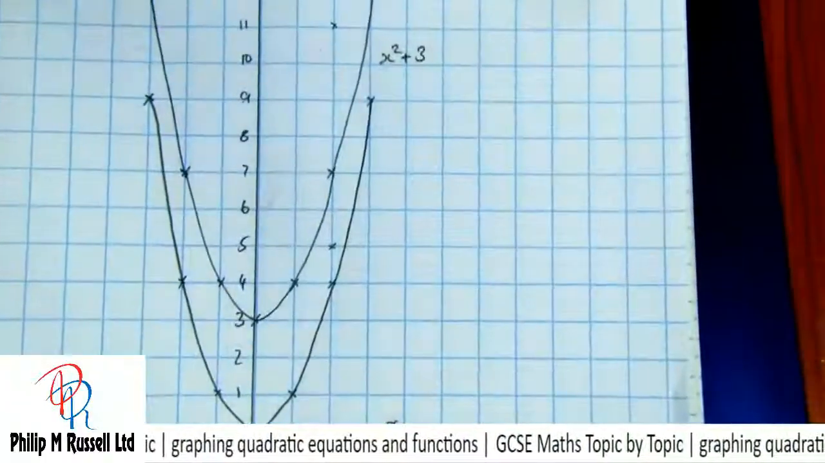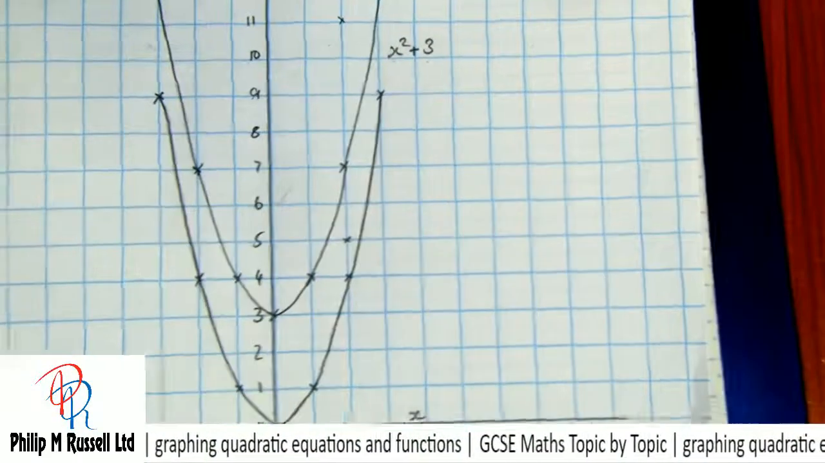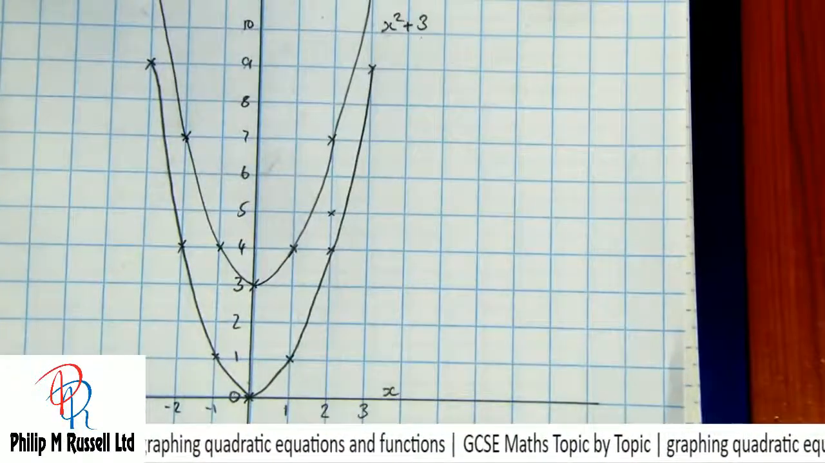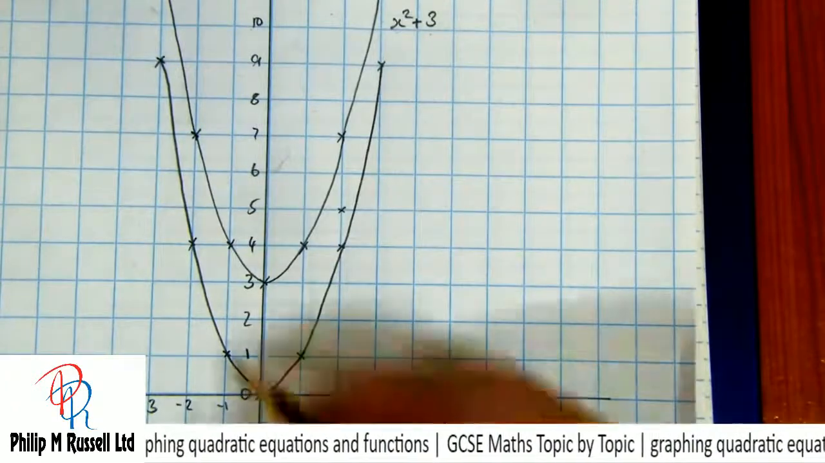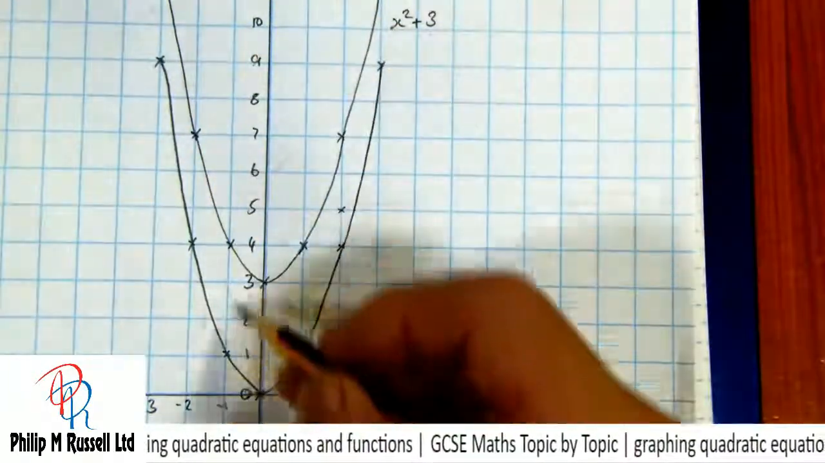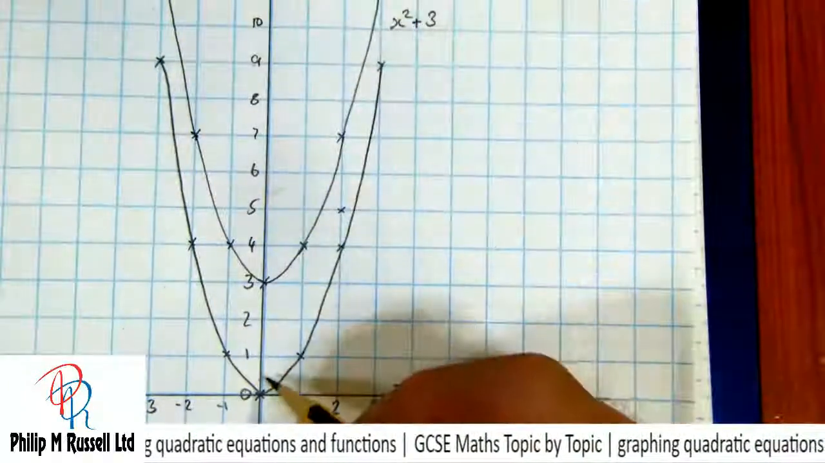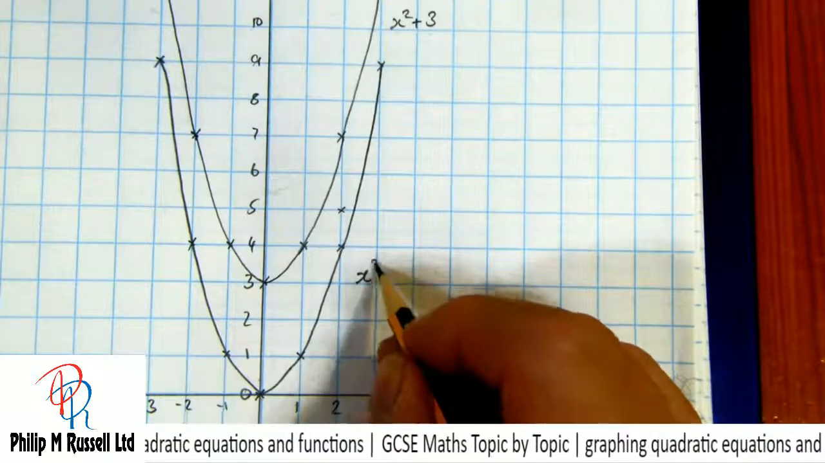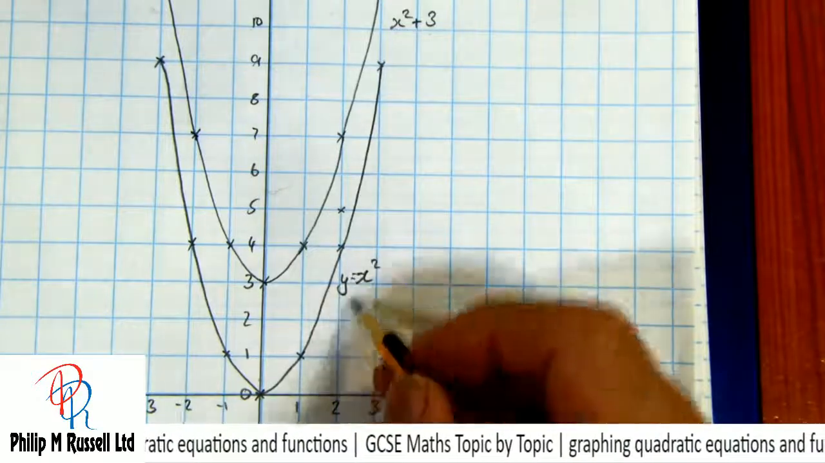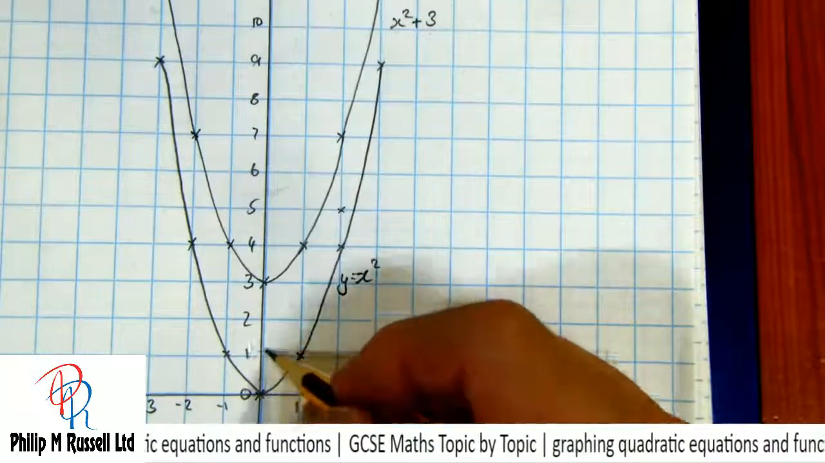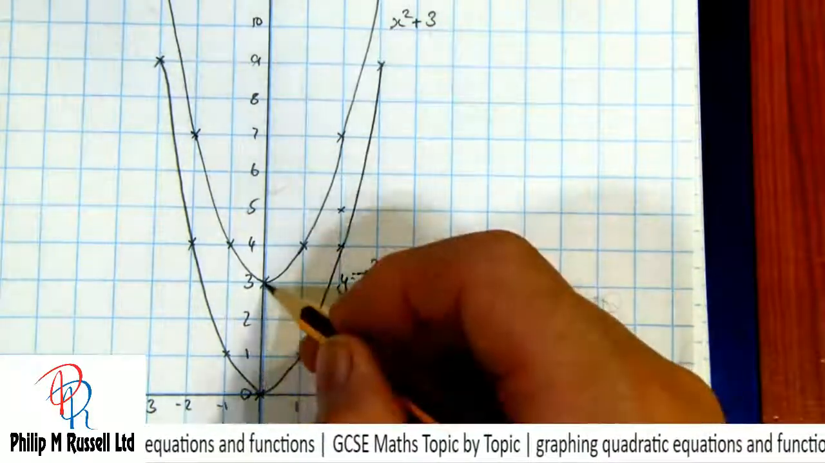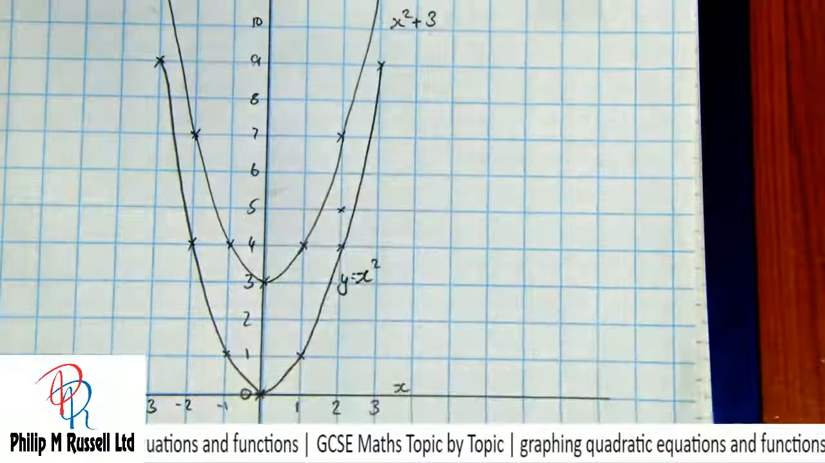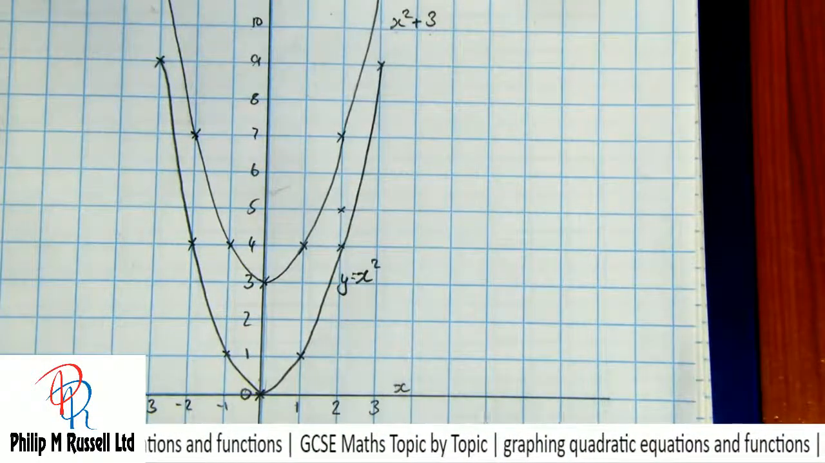Let's look at both of those graphs together, and you can see that these two graphs are in fact exactly the same shape. The difference is that this one is y equals x squared, and this is x squared plus 3, and you can see the plus 3 has just taken that graph and moved it up.